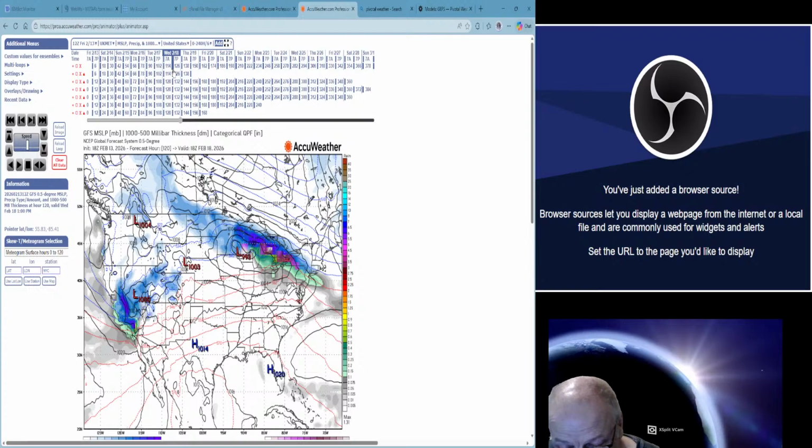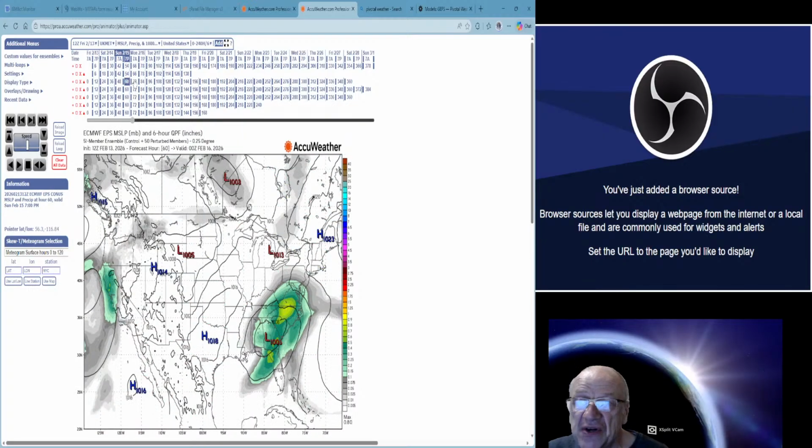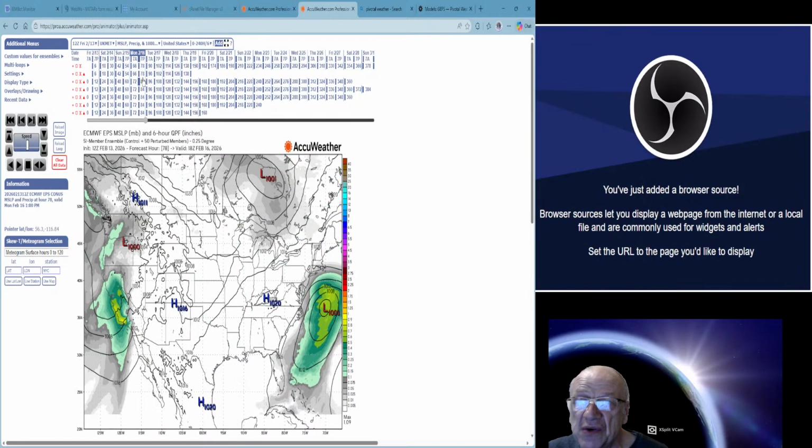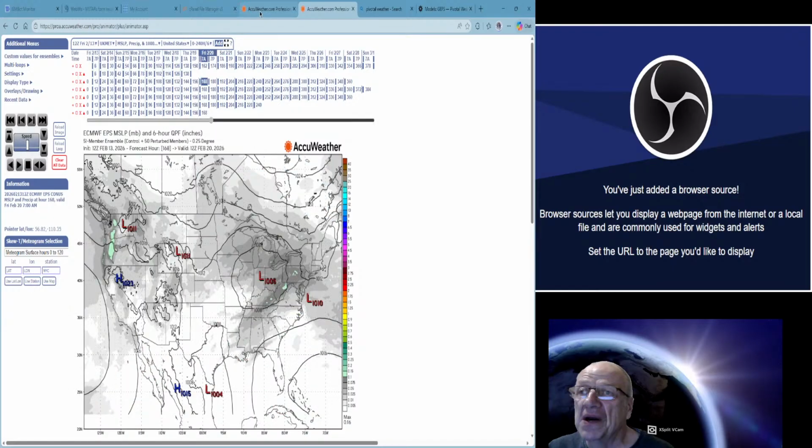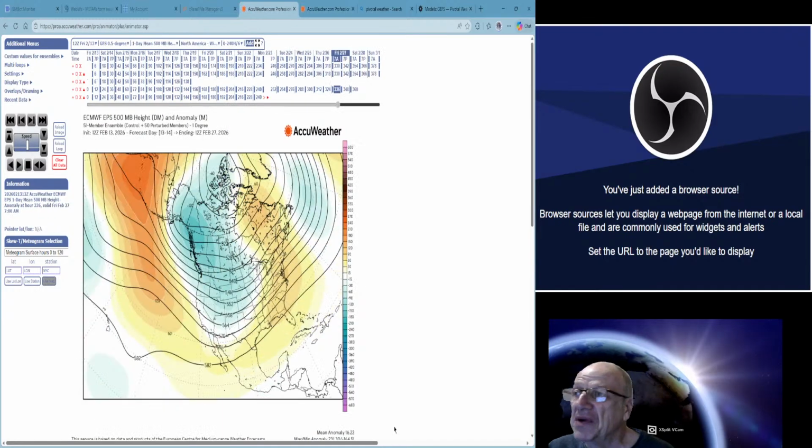Now, out west, a pattern change will be taking place, and we have a large trough and embedded short waves that will continue to work inland, bringing some rain and mountain snows to the region. This is much needed rain. This could be heavy rain in some locations with heavy snow in the Rockies. Okay, we're going to look at the next period now.